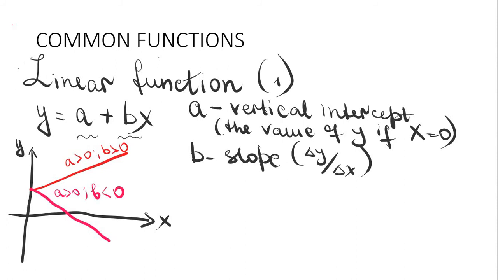If a is negative and b is negative, then the function will have a negative intercept and the function will be decreasing. So for this function, a is negative and b is negative. And finally, if a is negative and b is positive, then the function will have a negative intercept, but the function will be an increasing function. So here a is negative and b is positive.